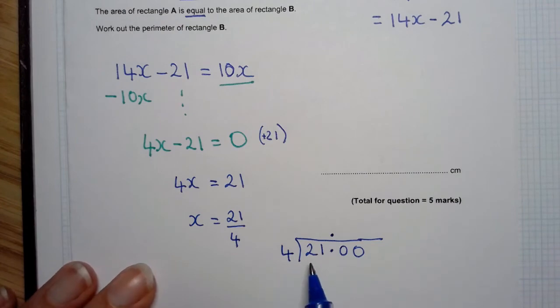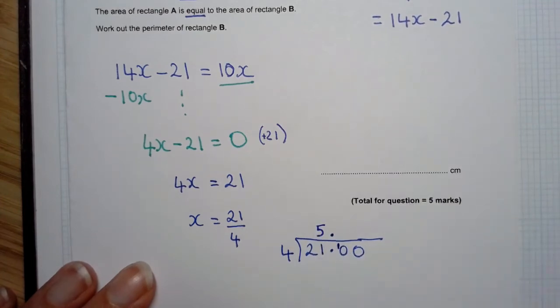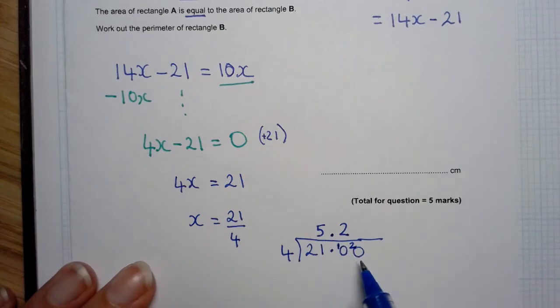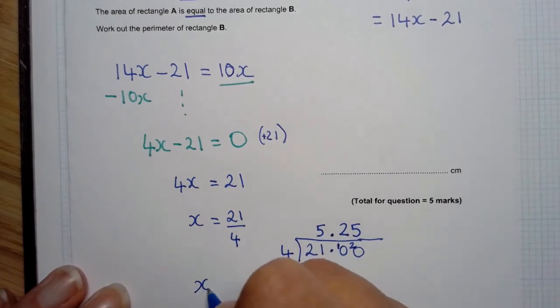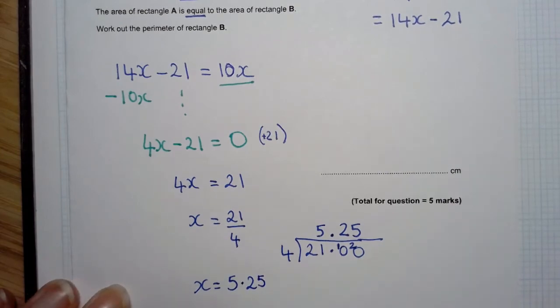So how many 4s are in 2? None. How many 4s are in 21? That is 5, and we have a remainder of 1. You then do how many 4s are in 10? Well, there's 2. 2 4s are 8, so there's a remainder of 2. And how many 4s are in 20? There's 5. So the value of x is 5.25. Now you could have done that by halving it and halving it. So 21 divided by 2 is 10.5, and 10.5 divided by 2 is 5.25. And it's why you might want to think of it as money, because if you're doing that sort of method it's easier to divide them.